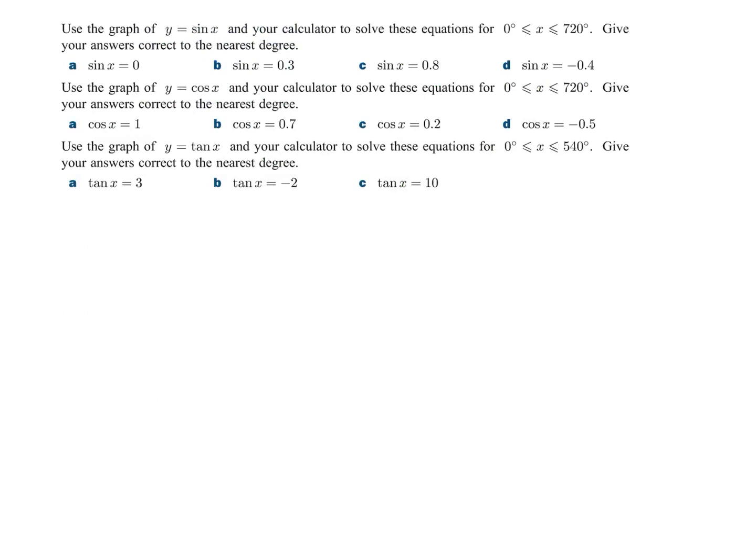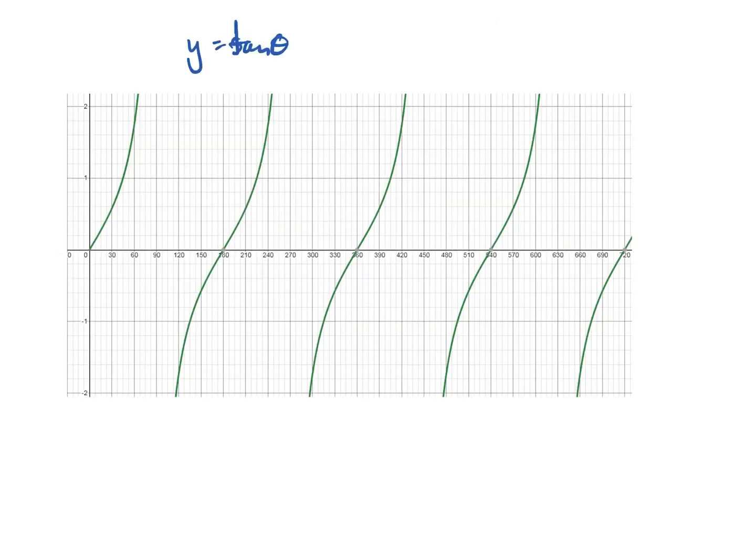It says use your graph of y equals sine x and your calculator to solve these equations for x between 0 and 720 degrees. Give your answers correct to the nearest degree. Now, the reason why this matters is sine x equals 0 actually has more than one answer. So x is equal to sine minus 1 of 0. You can put that into your calculator, and you should know that the inverse sine of 0 is 0.